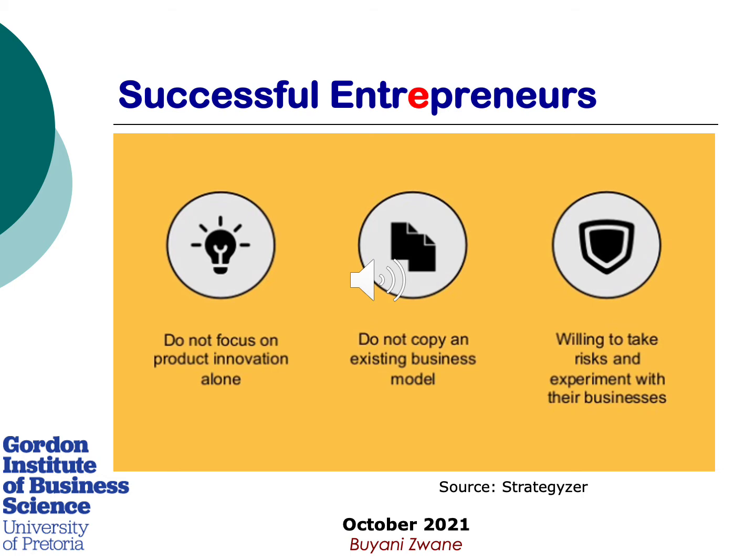Successful entrepreneurs do not focus on product innovation alone. They exploit and look into what other solutions are needed in the marketplace. They do not copy existing business models because they know that as they do the copying, someone else is doing the same thing. So there is a need for innovative approaches to business on an ongoing basis. Successful entrepreneurs are willing to take risks and experiment with their businesses. And this is where diversification comes through and becomes very handy.